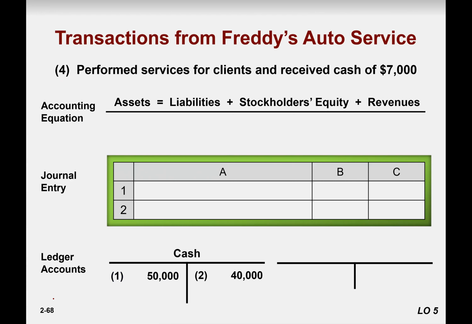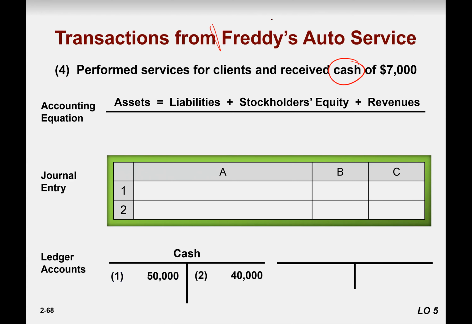Now, answer this question. Performed services for a client and received cash of 7,000. Now, which two accounts? Of course, one is cash. And one is accounts receivable or retained earnings? Performed services and received cash. Retained earnings is an account, right? I understand that. But which individual account?